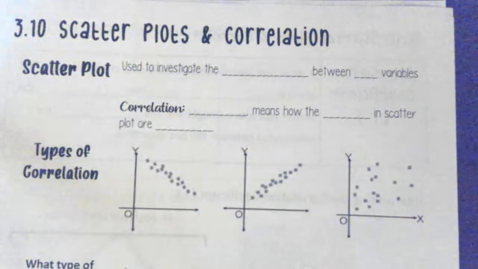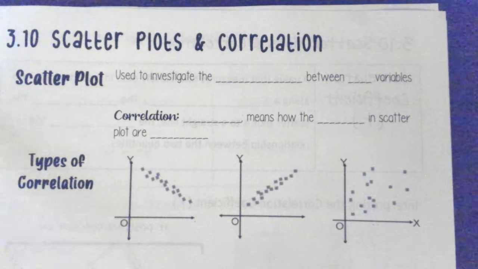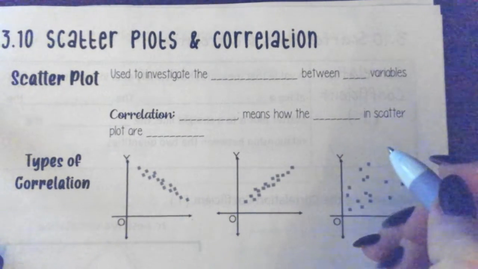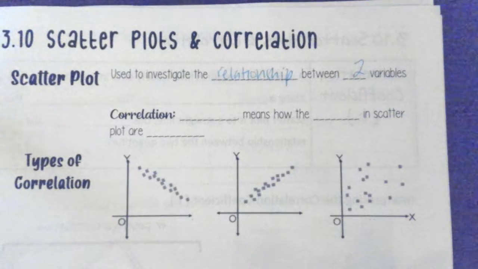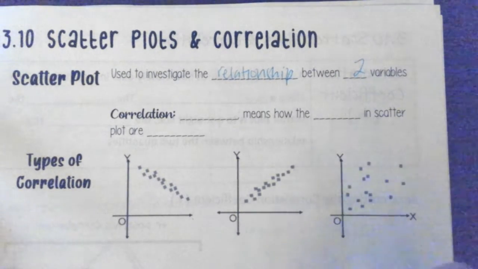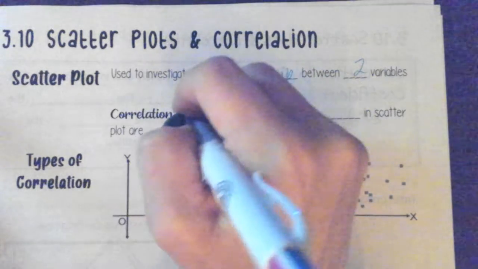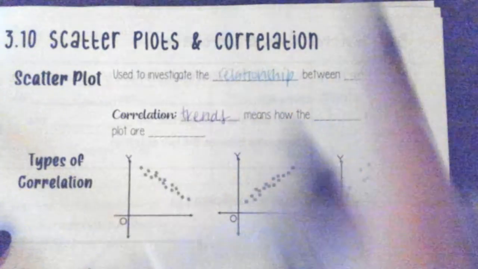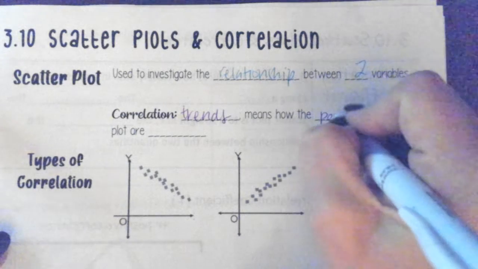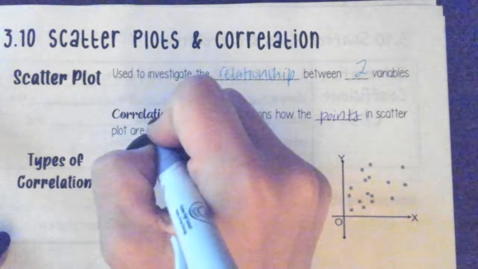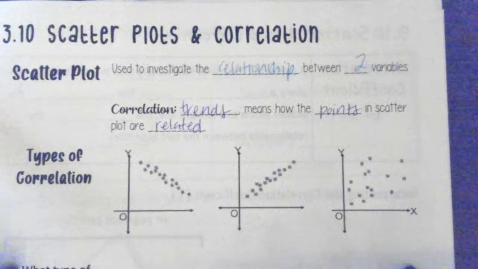Let's start talking about scatter plots and correlation. So a scatter plot is used to investigate the relationship between two variables. And correlation is the trends that we investigate between the two variables. So it means how the points in scatter plots are related. So what is that actual relationship, if there is one?